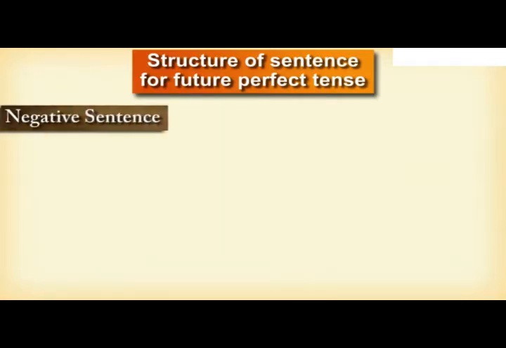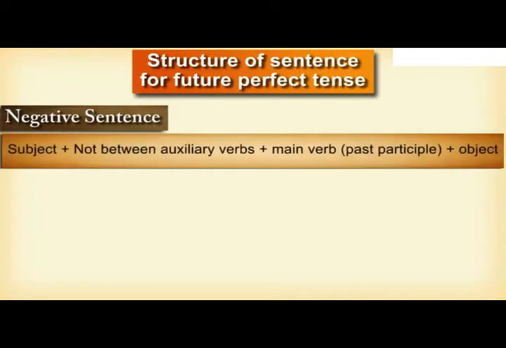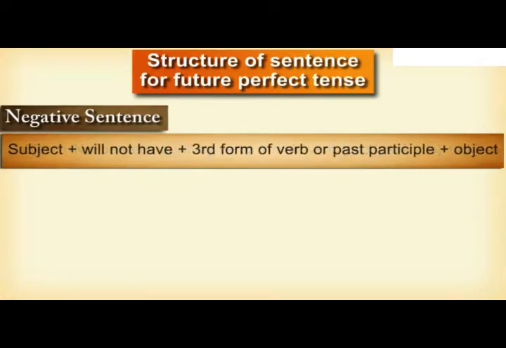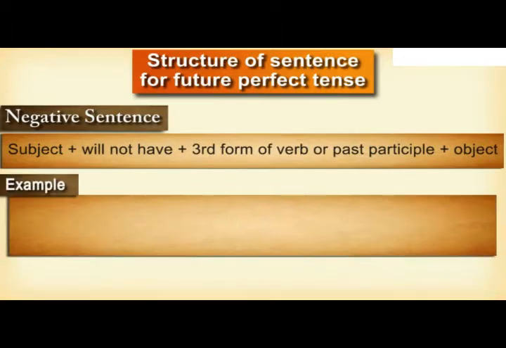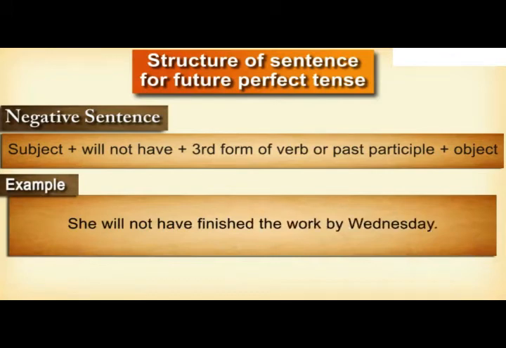Let us now take the case of a negative sentence. The structure will be subject plus not between auxiliary verbs plus main verb or past participle plus object. That is, subject plus will not have plus third form of verb or past participle plus object. For example, she will not have finished the work by Wednesday.